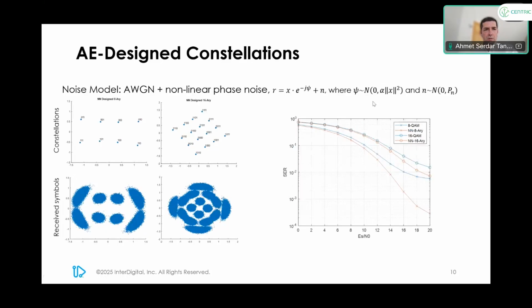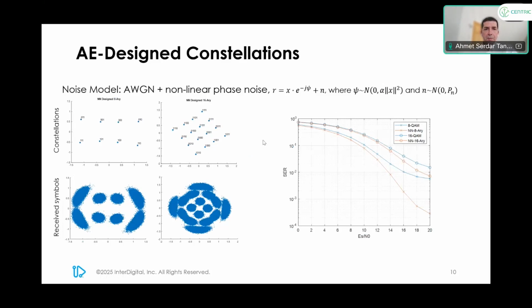When we change the noise model to include nonlinear phase noise on top of AWGN, the symbol modulation learning shows its impact and its performance improvement compared to typical QAM modulation and demodulation. The learned constellations become non-uniform or non-QAM based. They start showing some skew towards the edges. And when we check the symbol error rate performance, the learned modulations start to show significant performance improvement compared to typical QAM modulations.